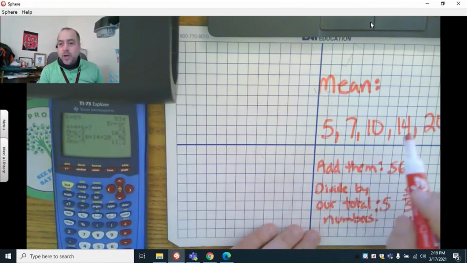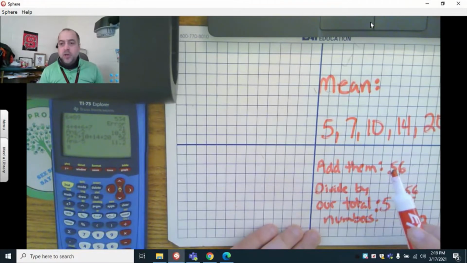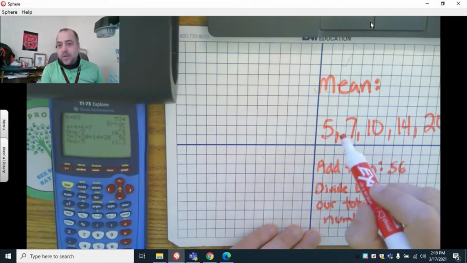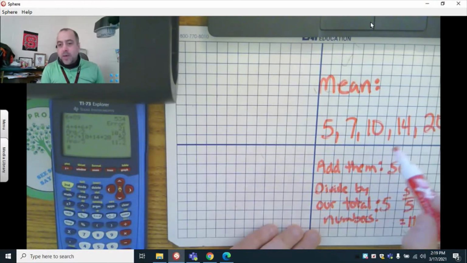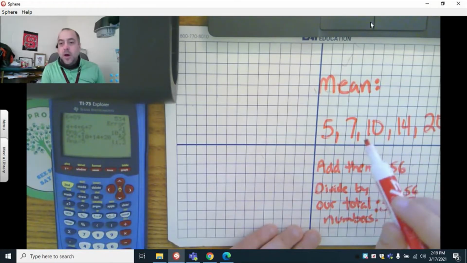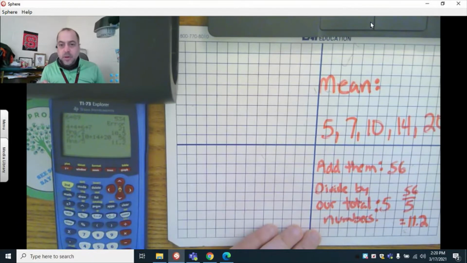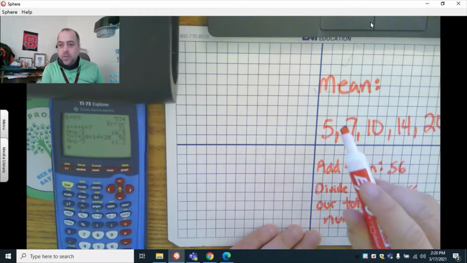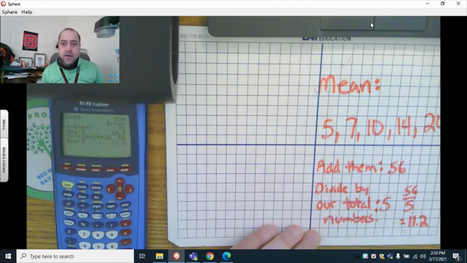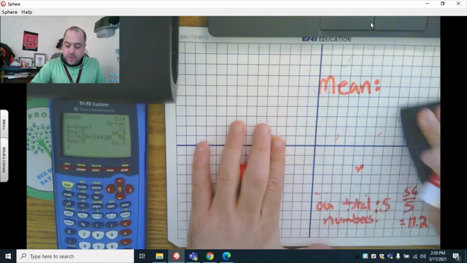You add up all the numbers, okay, and then you divide by how many numbers you actually have in the set. So in this data set, we had 5 numbers. We added them all up for 56. So you say 56 divided by 5 is 11.2. That's the mean of these 5 numbers, okay? It's pretty simple. Add them all up and divide them by how many numbers you see. There's 5 numbers. 1, 2, 3, 4, 5 numbers, all right? Cool. Rewind it if you want to go over it again. All right, let's do another one.